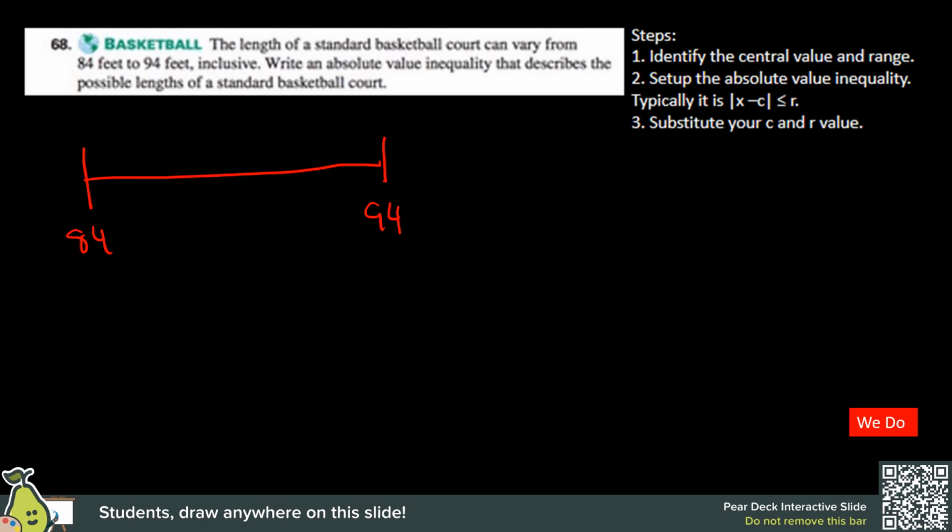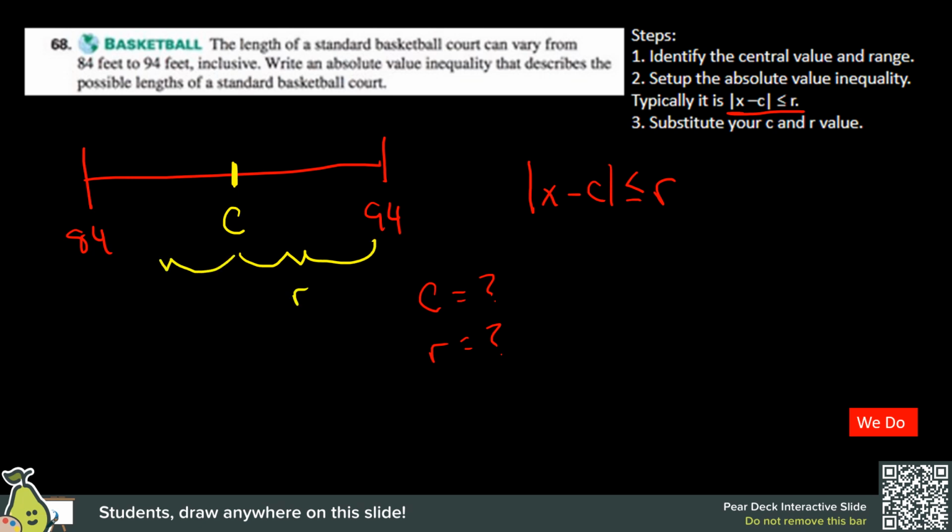Then I want you to think, like, when we use the equation that we're supposed to be using, that absolute value of x minus c is less than or equal to r, we need to identify our central value and our range value. Okay, our central, hint, hint, is right here in the middle. Okay, this is our central value. Our range is the distance from the central to both ends. This is our tolerance, our variance here, right? This is our plus or minus.